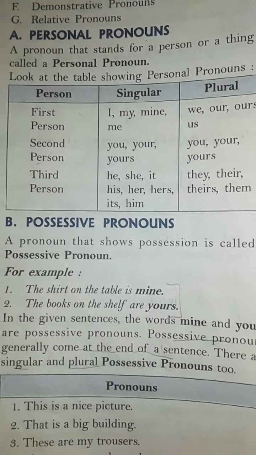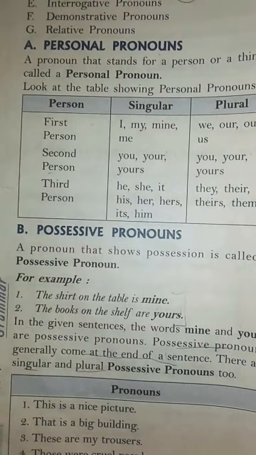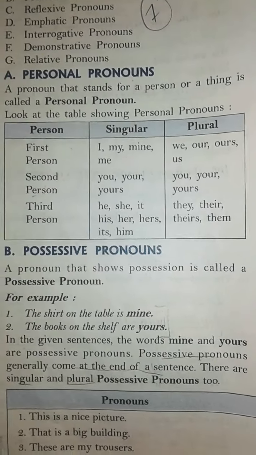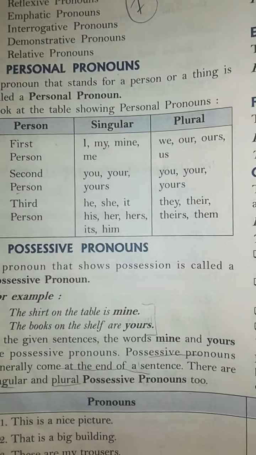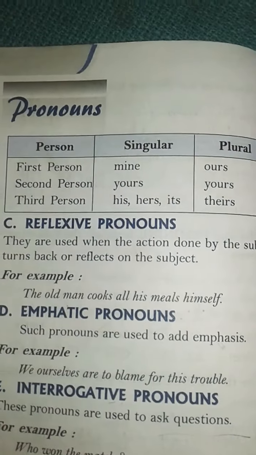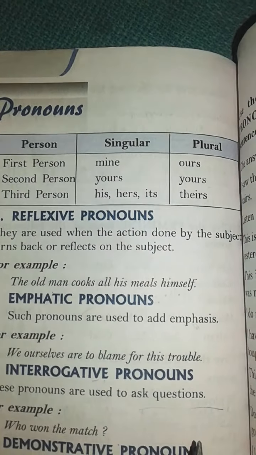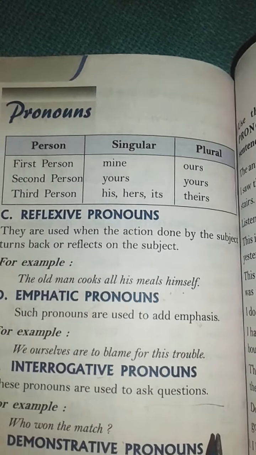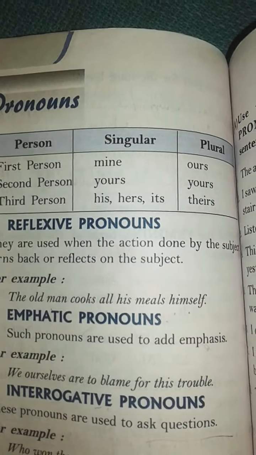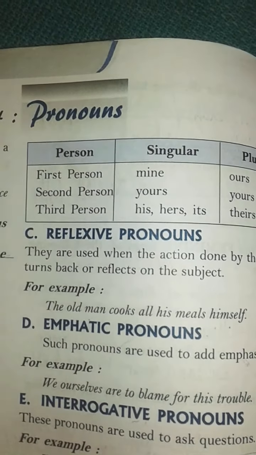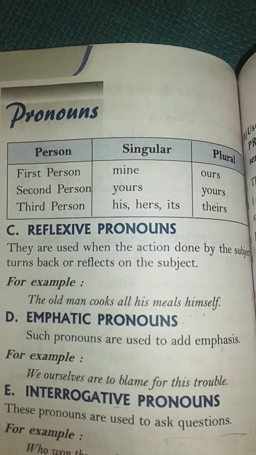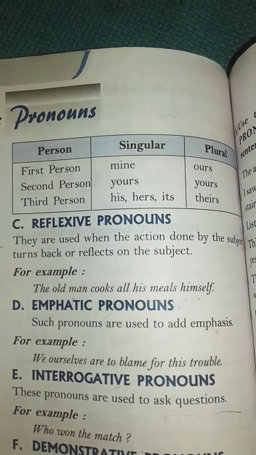Possessive pronouns generally come at the end of the sentence. So basically, possessive pronouns come at the end. There are singular and plural possessive pronouns too. Let me read this table. First person mine, second person yours. In plural, first person ours, second person yours. Third person his, hers, its, and theirs in plural.